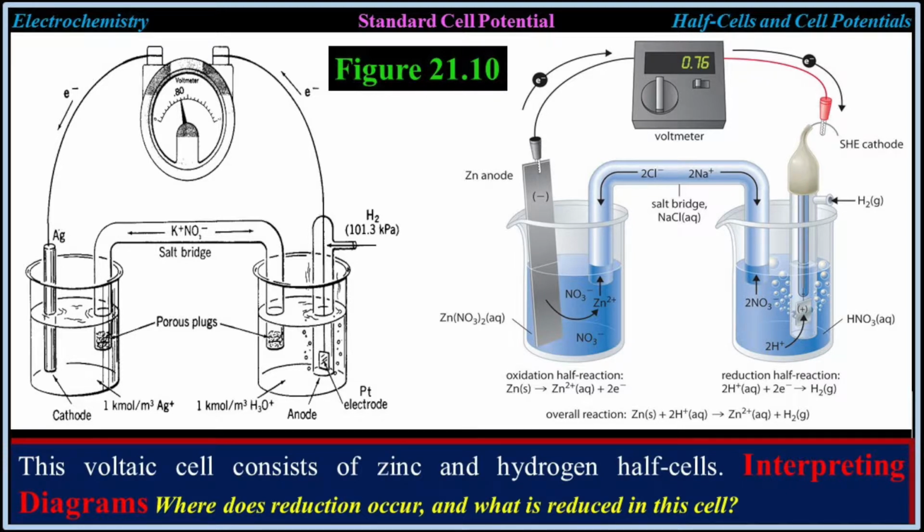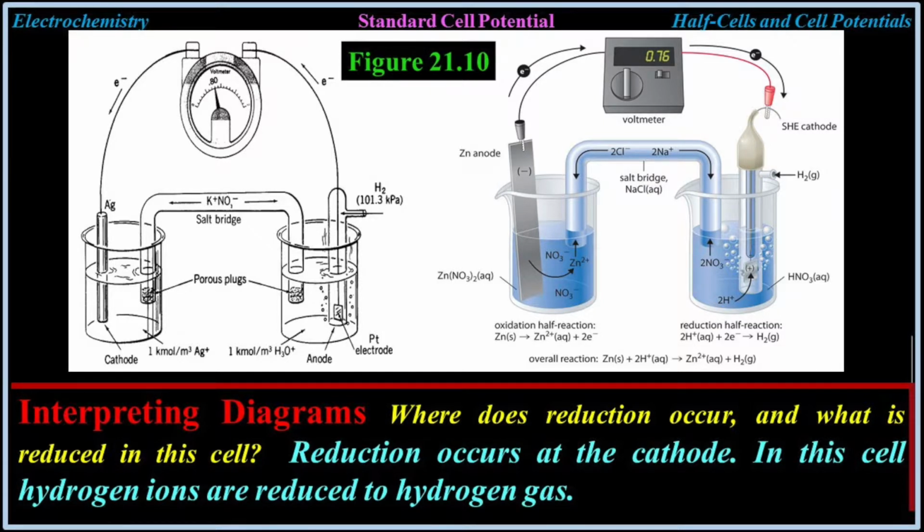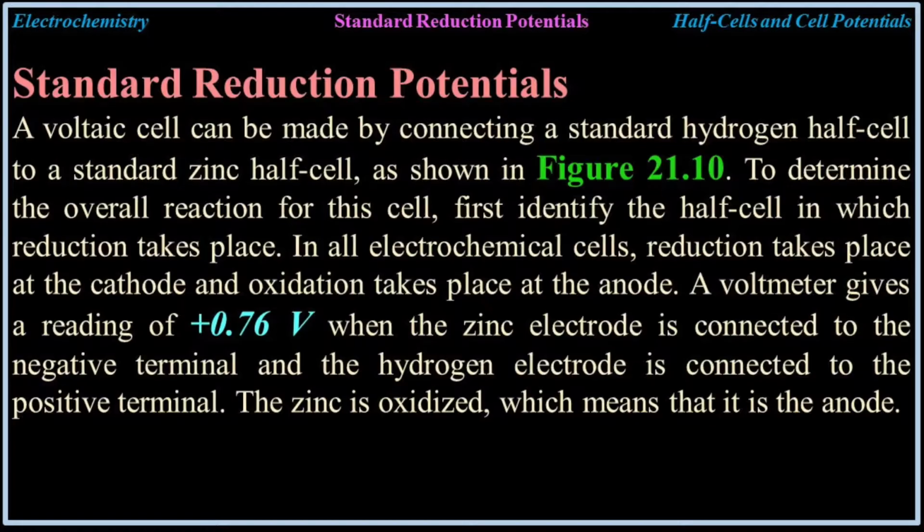This voltaic cell consists of zinc and hydrogen half cells. Interpreting diagrams. Where does reduction occur and what is reduced in this cell? Reduction occurs at the cathode. In this cell, hydrogen ions are reduced to hydrogen gas.